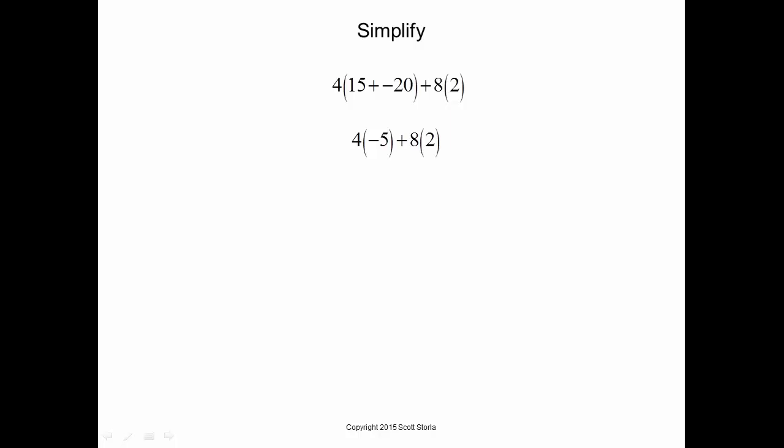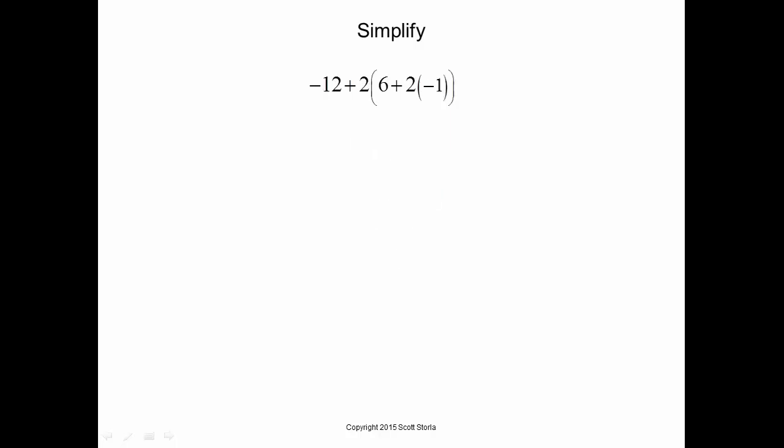Next, I need to multiply left to right. 4 times 5 is 20. Signs are different, and since I'm multiplying, it's a negative 20. Then 8 and 2 is 16. Signs are the same, so it's a positive 16. And now I'm adding. Signs are different, so I subtract absolute values. 20 minus 16 is 4. Negative 20 was absolutely larger, so it's a negative 4.